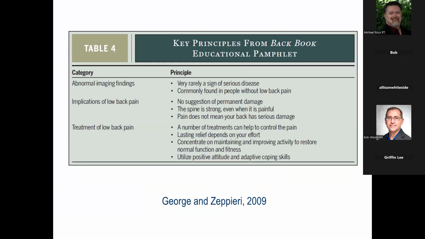And we try and also think about what are some of the better ways of managing patients. The Back Book was a wonderful book that's been out a long, long time, and it's really used for patients who have kind of fear avoidant behavior, right? But those imaging findings, we start to talk to them that it's very rarely a sign of significant disease, commonly found in patients without low back pain, right? And the implications, right? Just because you have those changes and even the back pain doesn't mean there's permanent damage, right? And so you get the message that we're trying to portray there.